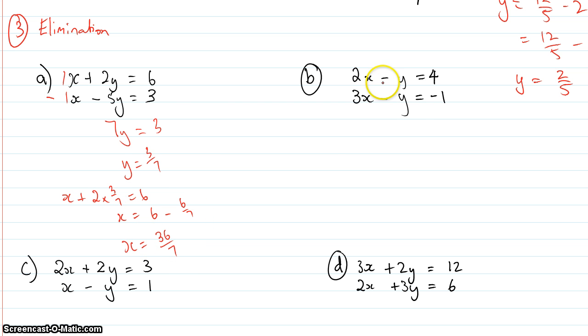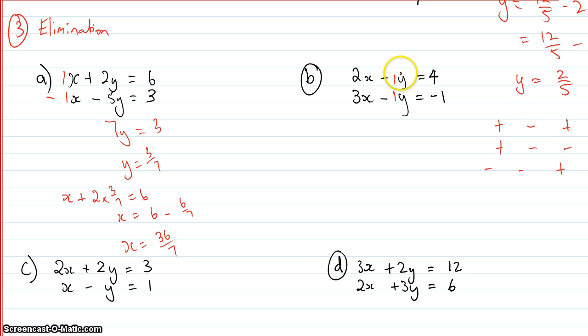Now in this next question over here, the x's are actually different numbers, so that's not going to work very well, but the y's are the same number. That's a 1 and a 1. And I need to think to myself whether I add or subtract these equations. Generally speaking, if both the numbers are positive, then you subtract the equations. If both the numbers are negative, then you also subtract the equations, and if one of them is positive and one of them is negative, you add them together.